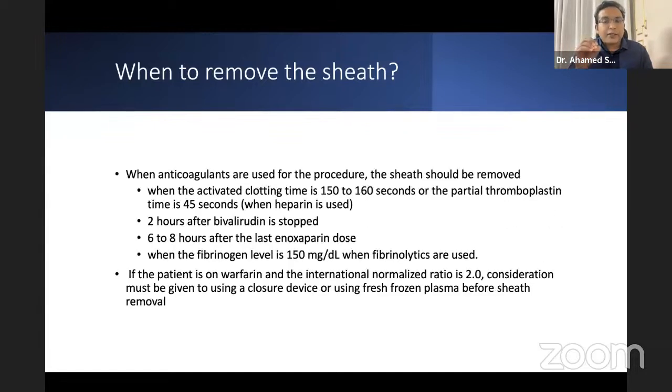When anticoagulants are used for the procedure, the sheath should be removed when the activated clotting time is about 150 to 160 seconds, or the partial thromboplastin time is 45 seconds. We look into partial thromboplastin time when heparin is used, 2 hours after heparin is stopped, and in case of the last dose of enoxaparin, 6 to 8 hours.